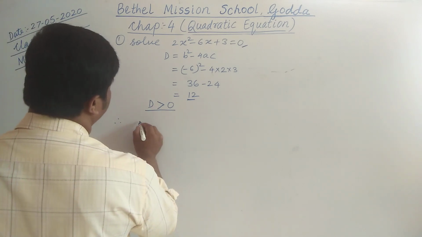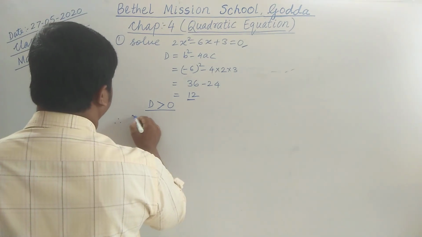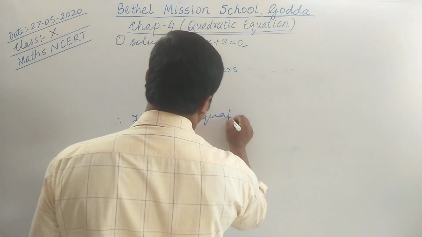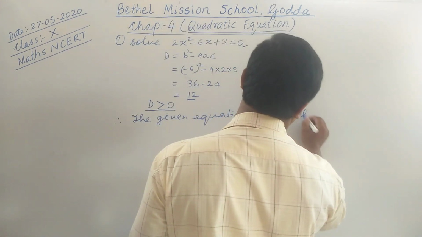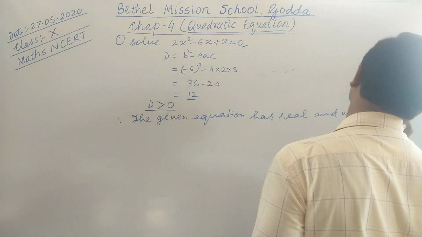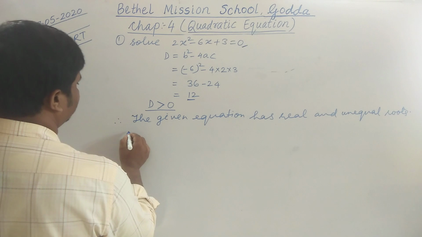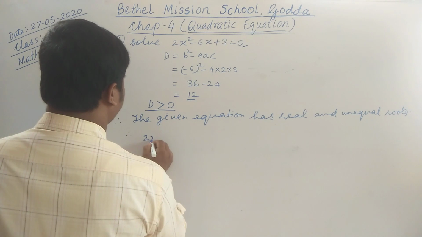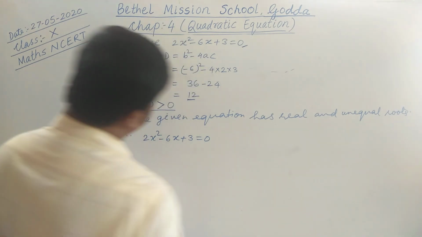Therefore, the given equation 2x² − 6x + 3 = 0 has real and unequal roots.